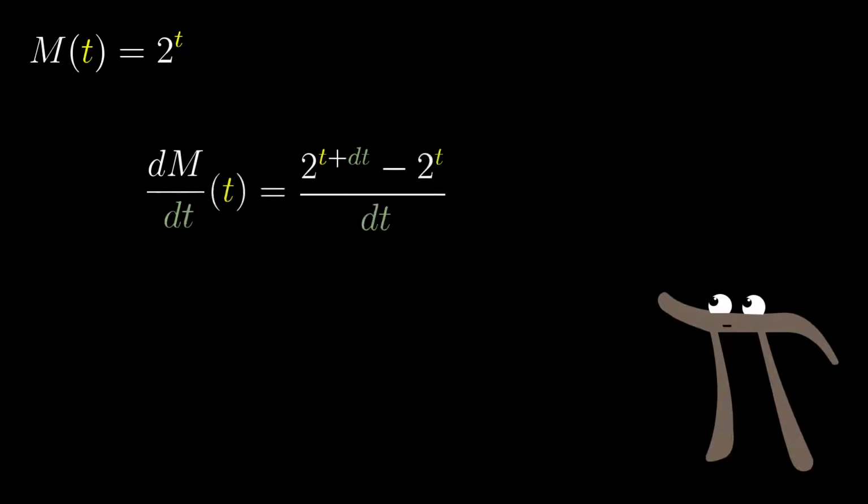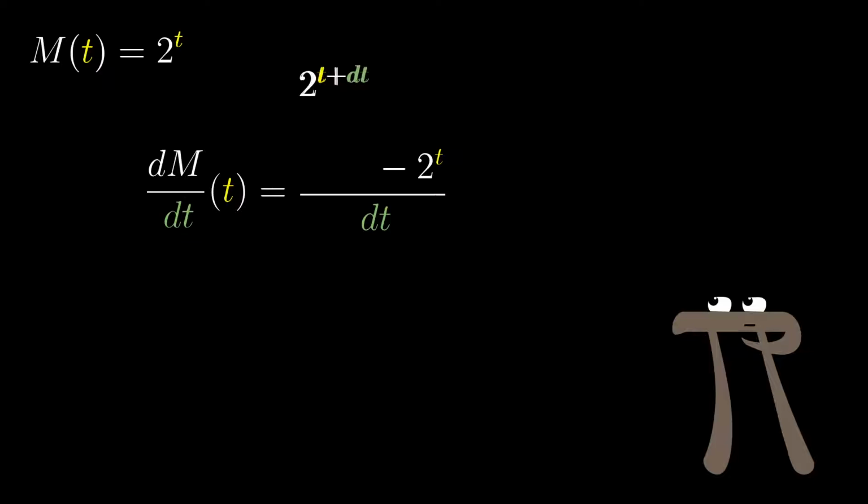So start by just taking a very close look at this term, 2 to the t plus dt. A core property of exponentials is that you can break this up as 2 to the t times 2 to the dt.